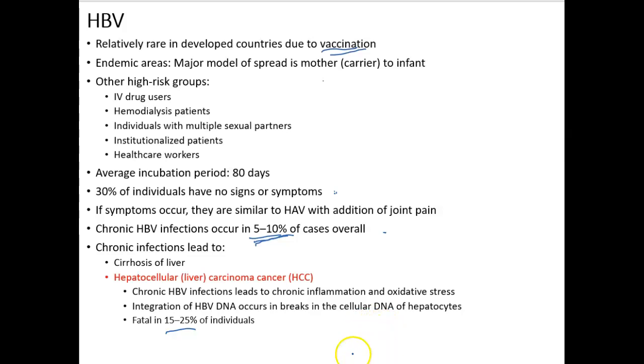Well, chronic infection with hepatitis B leads to chronic inflammation, and chronic inflammation leads to chronic oxidative stress. And so these cells are under long-term stress that can lead to breaks in the cellular DNA. And when the cell tries to repair itself, sometimes it can accidentally incorporate some hepatitis B DNA into the cellular genome. And then this leads to cancer.